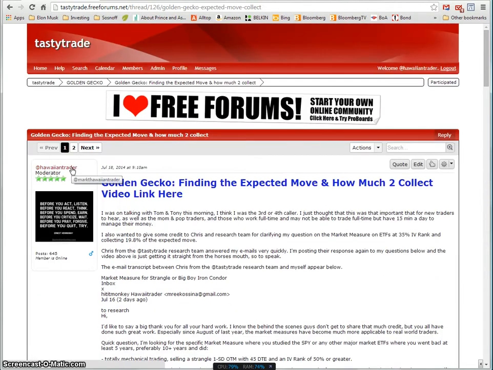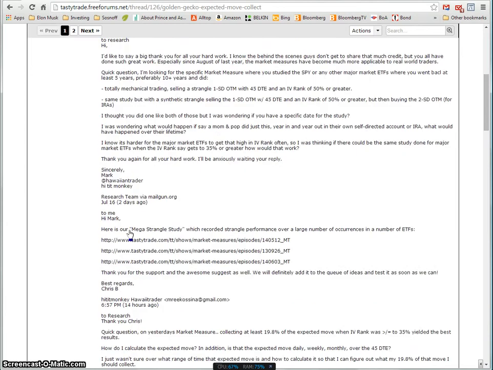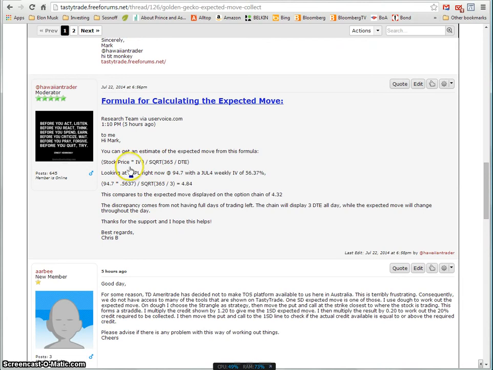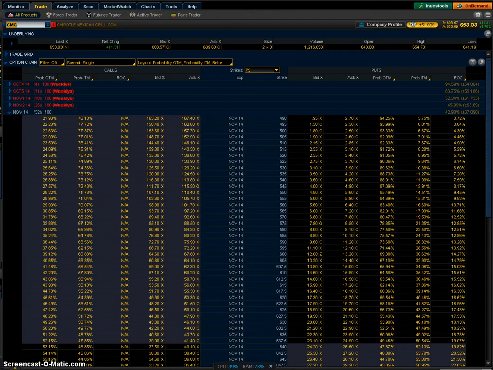Okay, here's the response. I asked the research team how to calculate the expected move, and as you can see here, he answered right around here. The at the money straddle is priced at $5.21. Times it by 1.25 equals 6.52. Well, when I tried this on Thinkorswim, I don't know if it's because the numbers are wrong or whatever, but I did the same math and it didn't quite come out to the expected move.